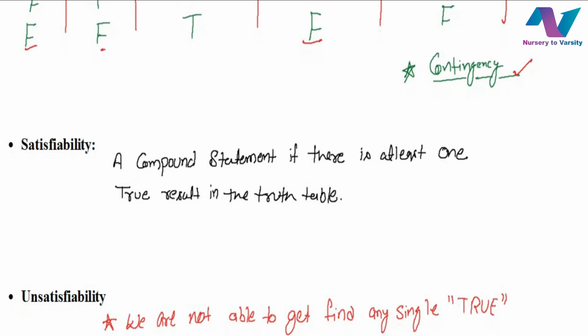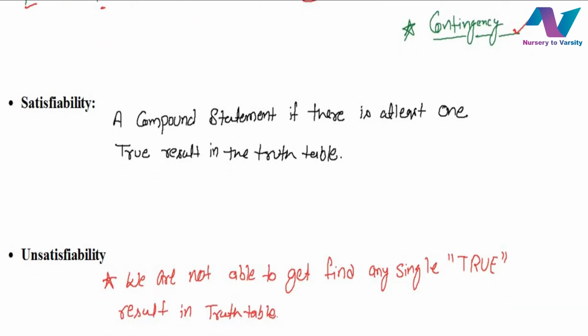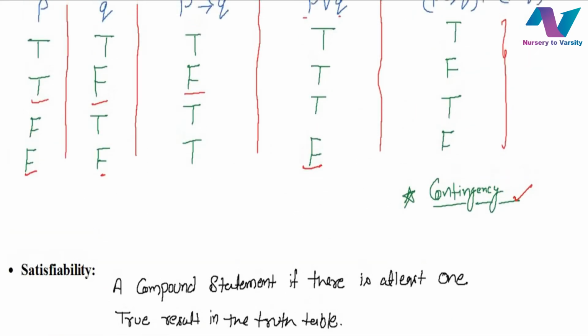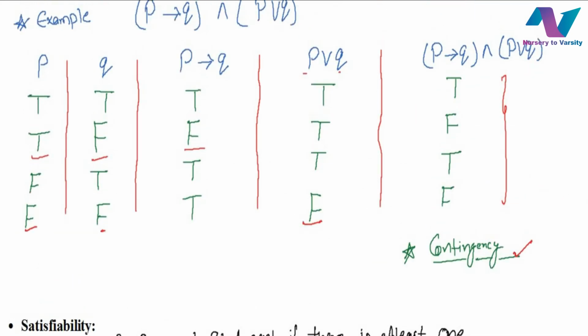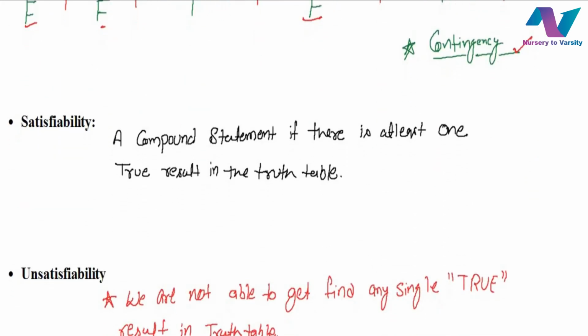Now we are moving toward satisfiability. From the definition of satisfiability, we can say a compound statement is called satisfiable if there is at least one true in the truth table. So in this contingency, we can say this is also a satisfiable statement, and from the definition of tautology, we can conclude that tautology always follows the condition of satisfiability, because in tautology we are getting all columns true, and in contingency we are getting at least one true as well. So contingency follows the satisfiability rule, just as tautology does.